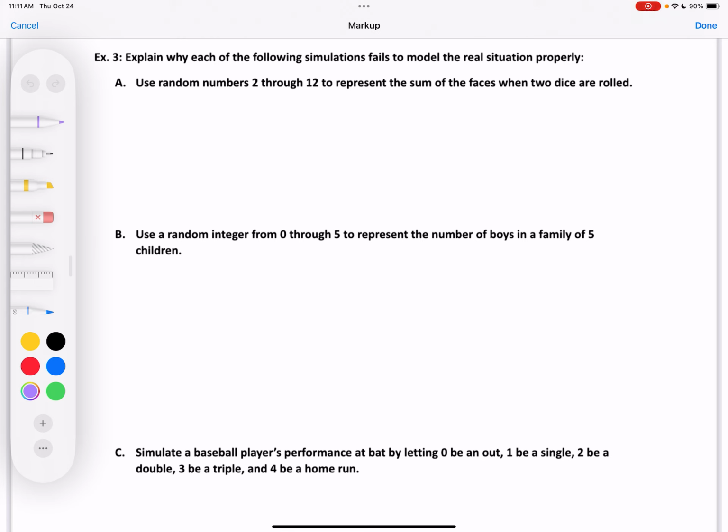All right, so in each of these, I want to explain why it fails to model the situation properly. The first one is to use random numbers 2 through 12 to represent the sum of the faces when 2 dice are rolled. I wish I had them here, but I don't have any with me. If I rolled 2 dice, the minimum sum of a fair 6-sided die would be 2. The maximum, if I roll a 6 on both, is 12, right?